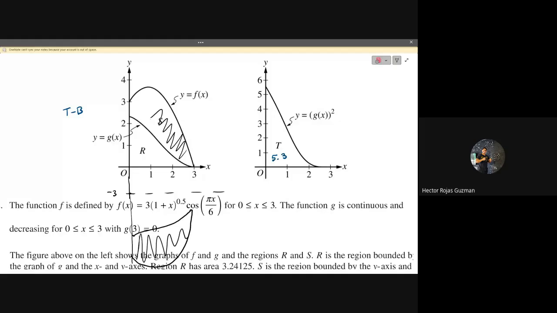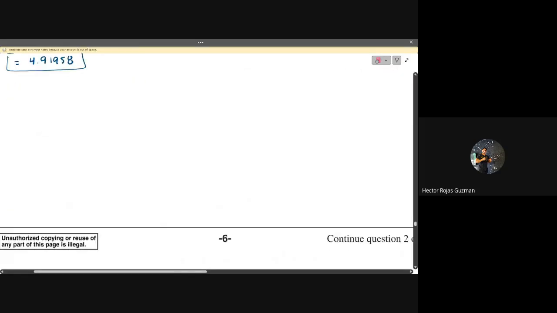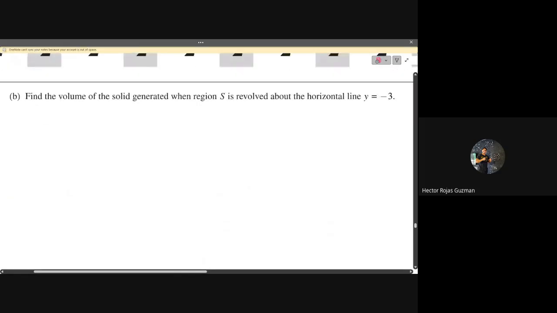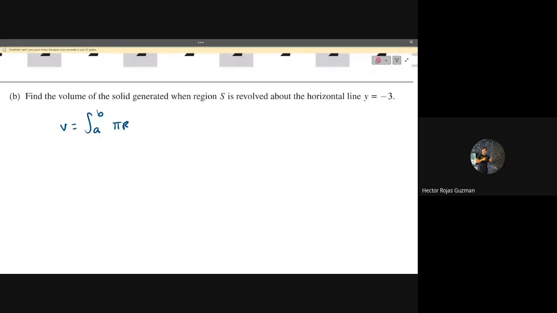And that's going to create a washer. It creates a washer because we have all this empty space. So, since we're dealing with a washer, the volume is going to be given by the integral from a to b of pi r squared minus pi r squared dx. You can factor out the pi. And we are doing the integral from 0 to 3.